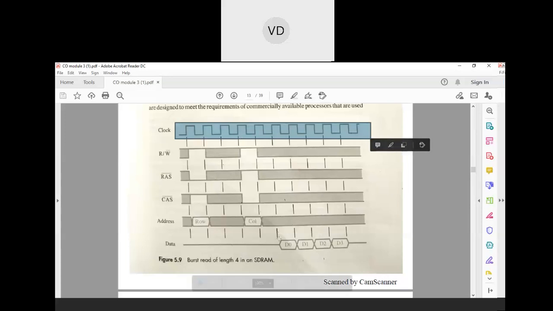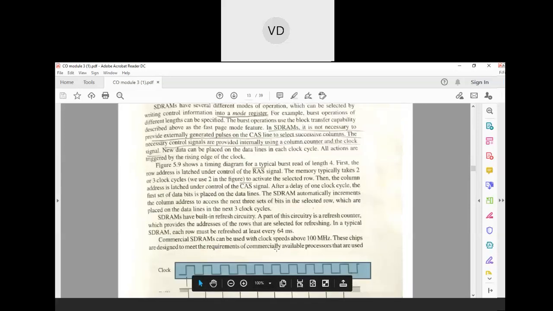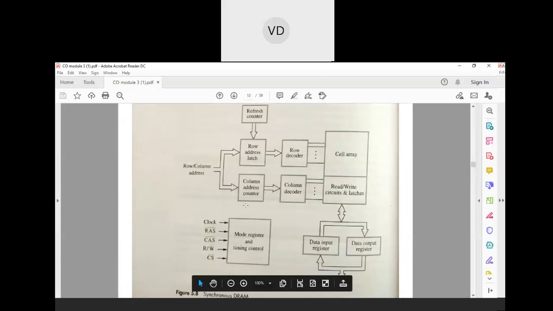After transferring all the data, the row address and column address will be taken off, and once you have used that row address and column address, it means that the complete row is refreshed. How is it refreshed? By using this one. What is that?